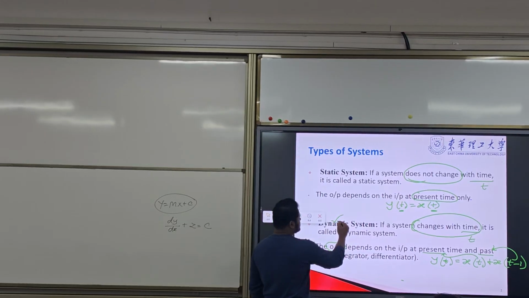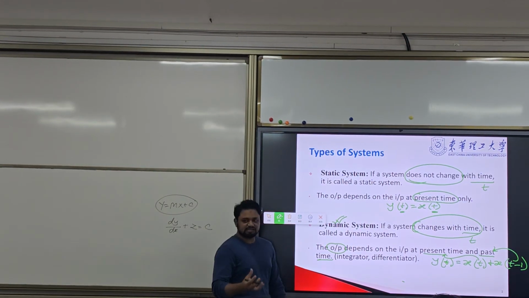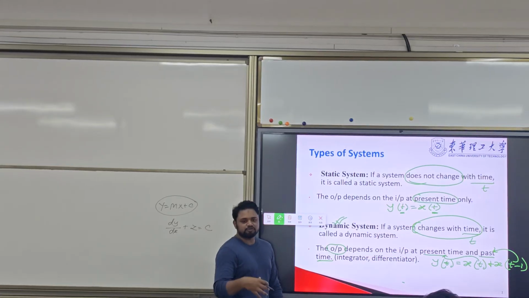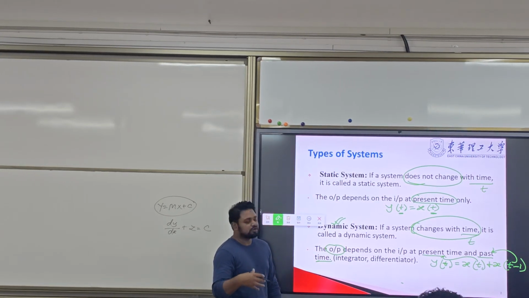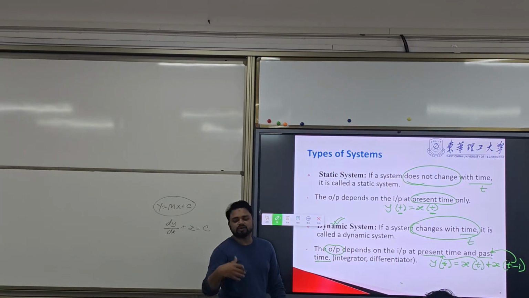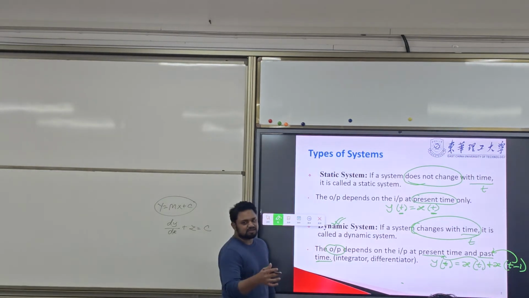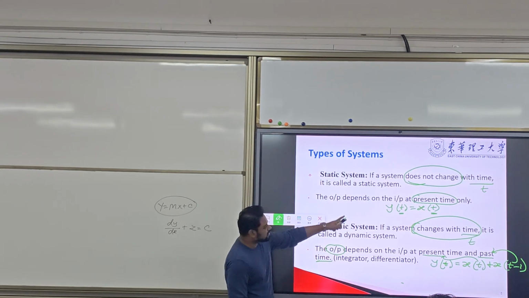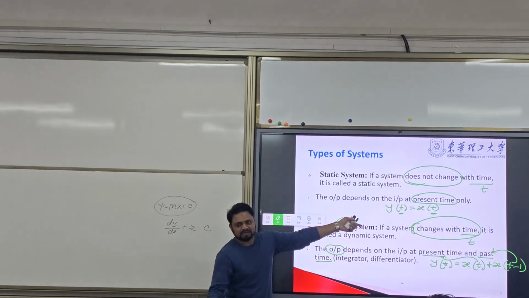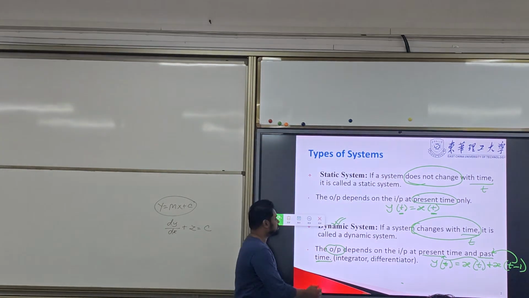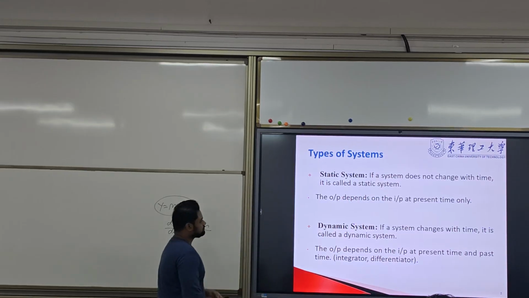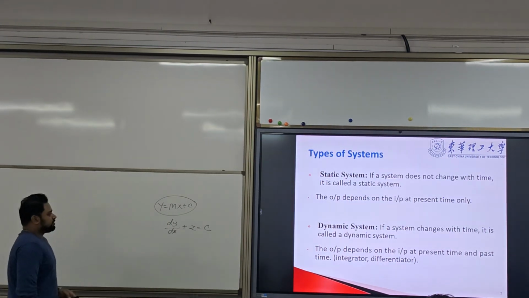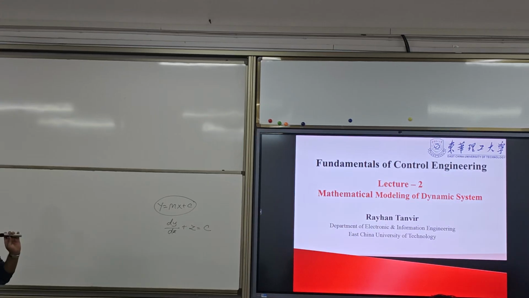So we will talk about this. We will design systems that are dynamic, and we will do the mathematical modeling of dynamic systems. All the systems that we see and design are dynamic systems, not static systems. The static system does not exist in the practical world. Only mathematically, by writing a mathematical equation, can you do that. So that's why the chapter name is the mathematical modeling of the dynamic system.